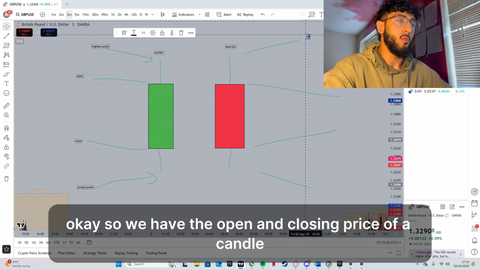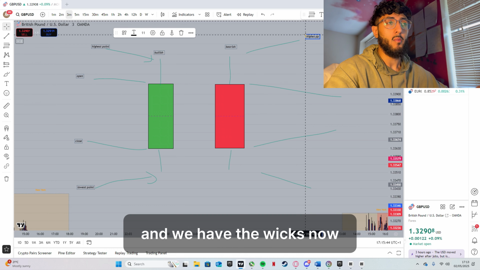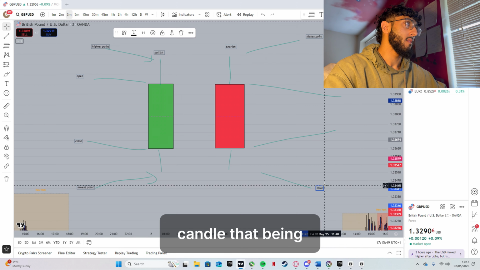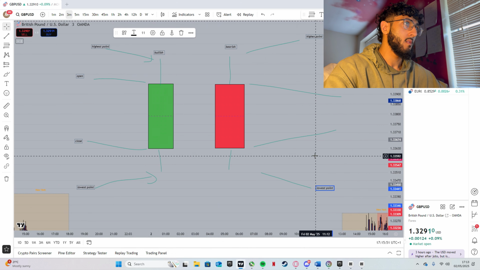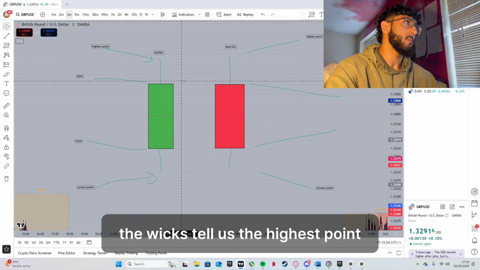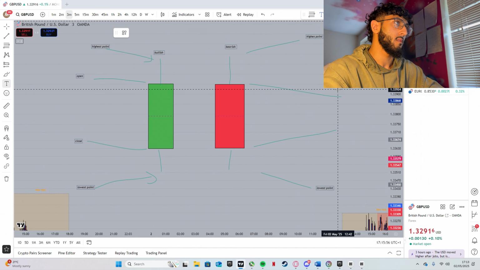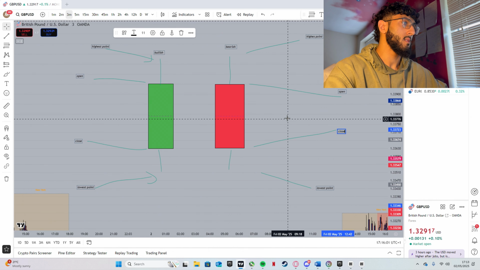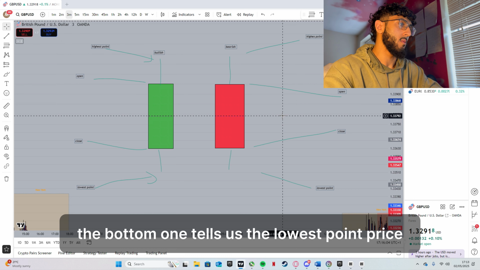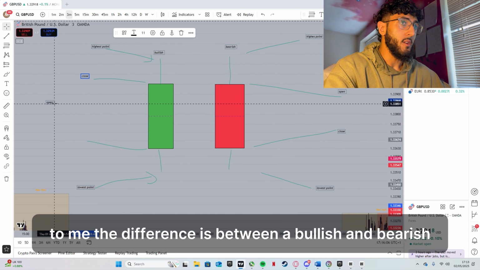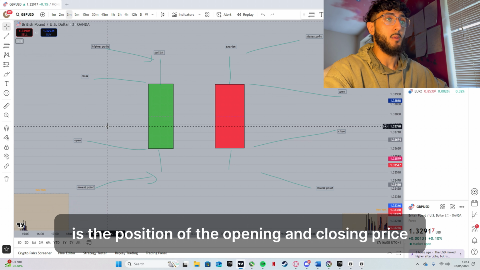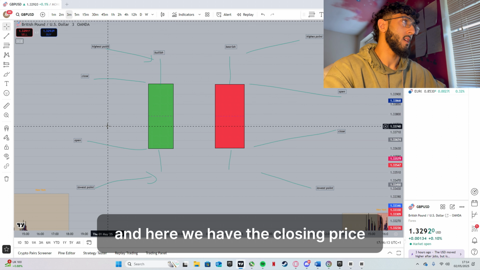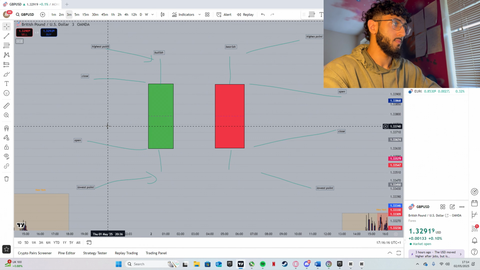Okay, so we have the opening and closing price of a candle and we have the wicks. Now there's a key difference between a bullish and bearish candle. That being, the wicks are the same. The wicks tell us the highest point, and the bottom one tells us the lowest point price made. The difference between a bullish and bearish is the position of the opening and closing price. So here we have the open price and here we have the closing price.